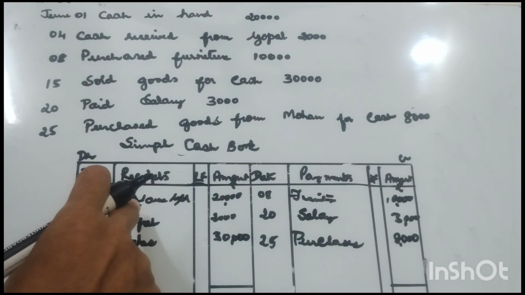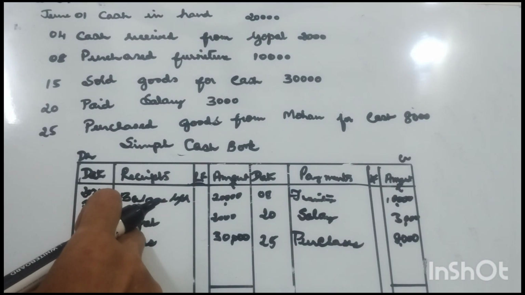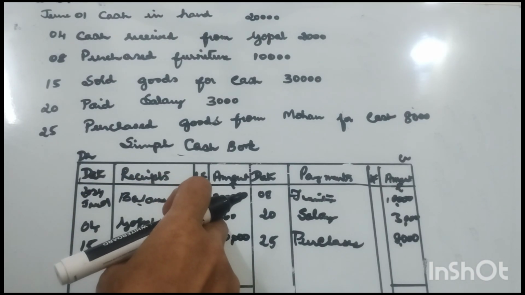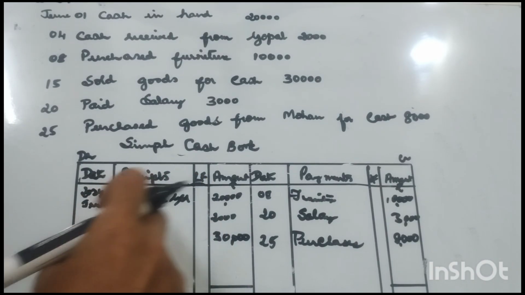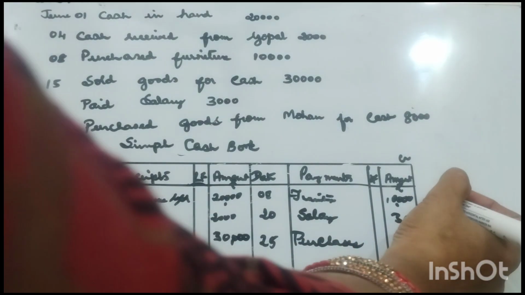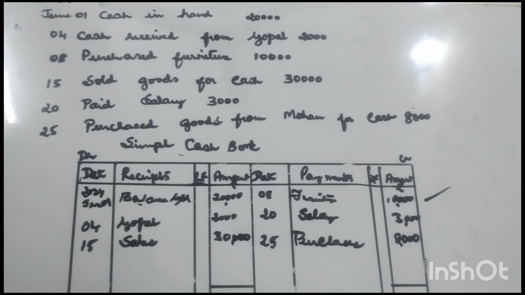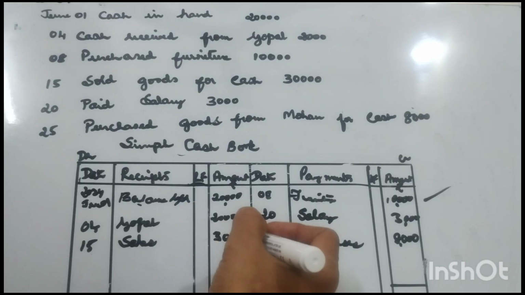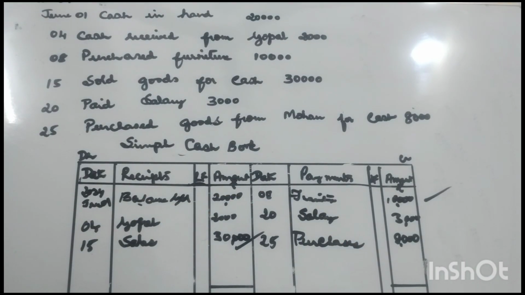Opening balance under debit side, then Gopal's account under debit side 2000. The firm has received cash from Gopal 2000. It has to be debited. Furniture is purchased, so it has to be credited because cash is paid for purchasing the furniture, 10,000. Sold goods for cash. So the firm has received cash by way of selling the goods. There is a receipt of cash worth rupees 30,000 that must be debited.